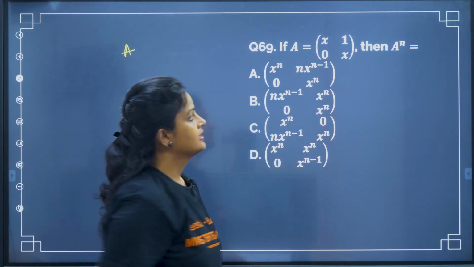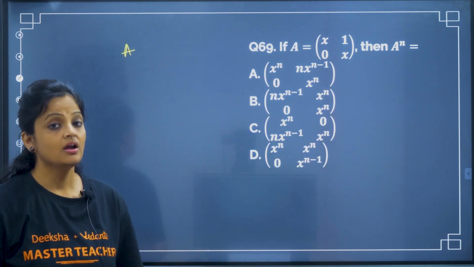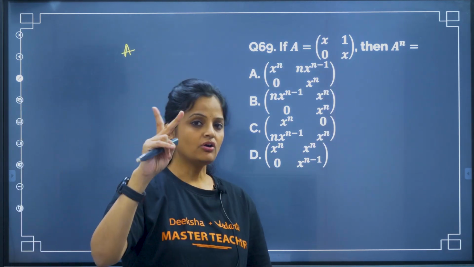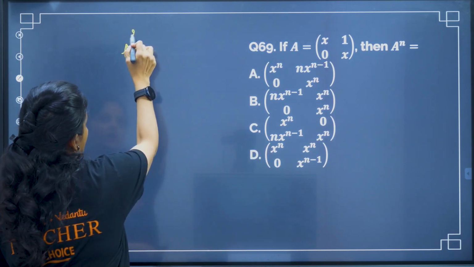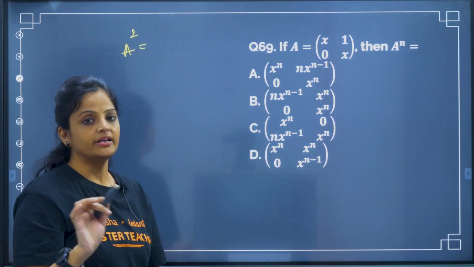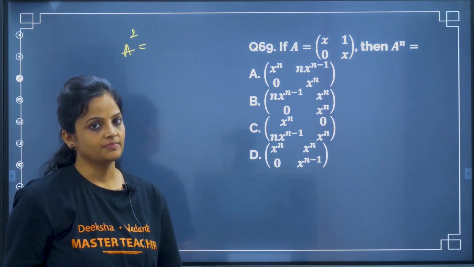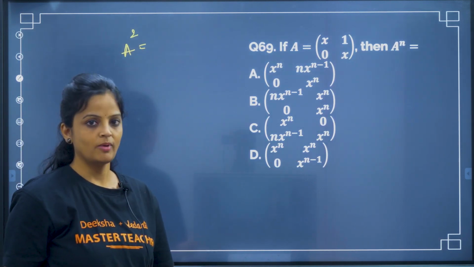Matrix A is given and they are asking you what A power n will be. In general, when they ask this, what should I do? I have to try with a square or with a cube. Okay, first go with a square. If you get a clear idea of the pattern, then go with the answer. Otherwise, go with a cube as well.